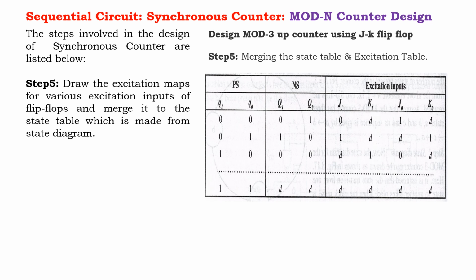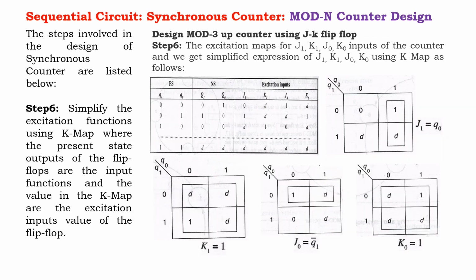JK flip-flop. Put the values of J1, K1, J0, K0 into the Karnaugh map and get it like this. So simplify the excitation functions using the K-map, where the present state outputs of the flip-flops are the input variables and the values in the K-map are the excitation input values of the flip-flop.